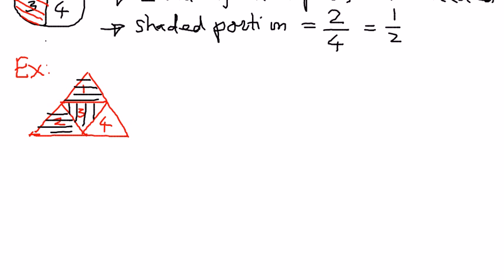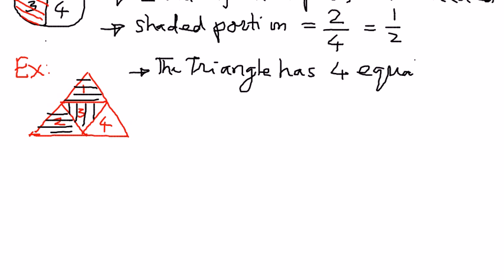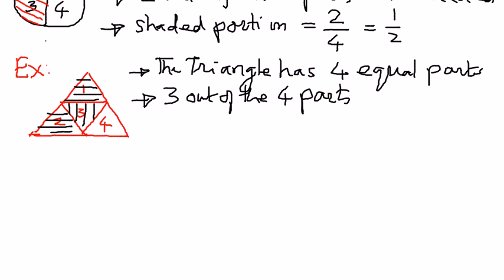Now let us make some observations. The observations are as follows. The triangle has 4 equal parts. The second observation we are going to make here is 3 out of the 4 parts are shaded. 3 out of the 4 parts of the triangle are shaded.